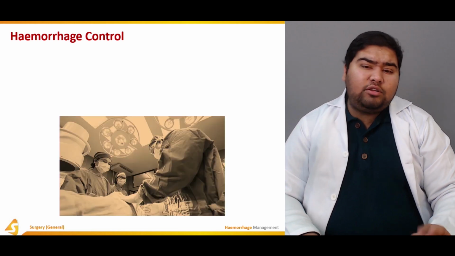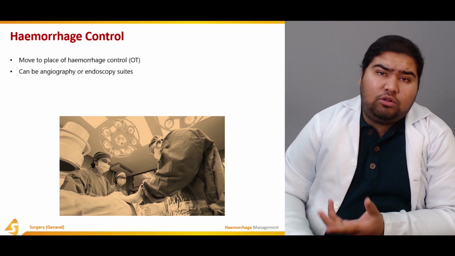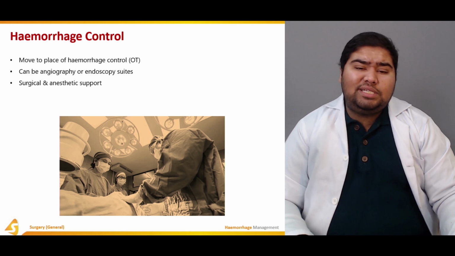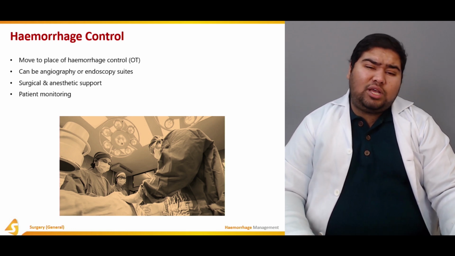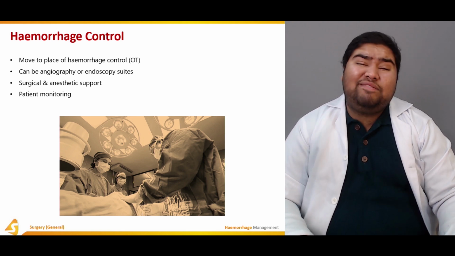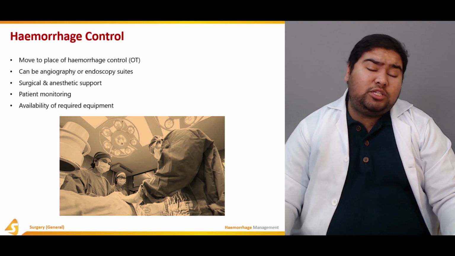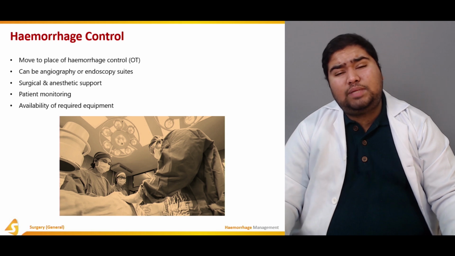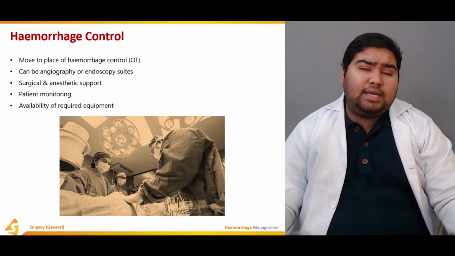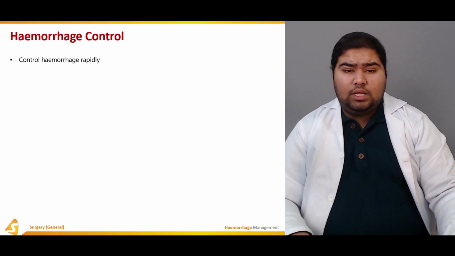So for the method of hemorrhage control, you should move your patient directly to the OT. It can also be an endoscopic unit, whatever the case may be. Now, surgical and anesthetic support is required for your patient, and patient monitoring during your surgical procedure is very important. The availability of required equipment should be there. You should always take your patient to a proper surgical suite which has all the necessary equipment that might be required to resuscitate your patient.